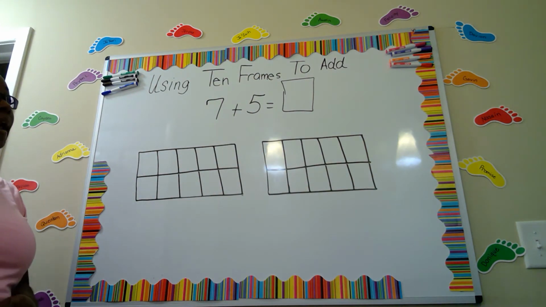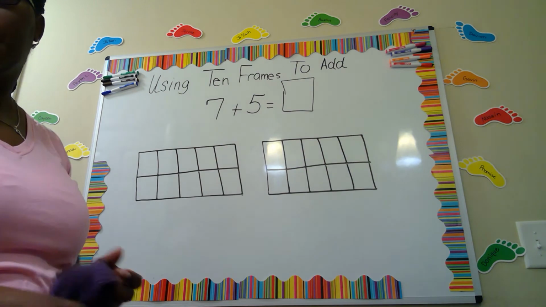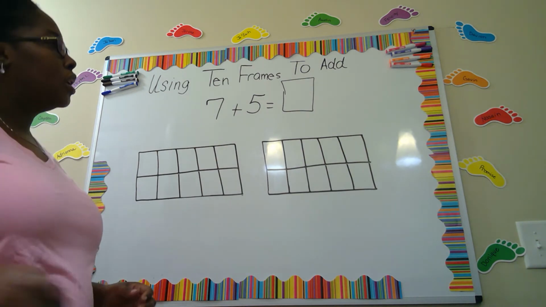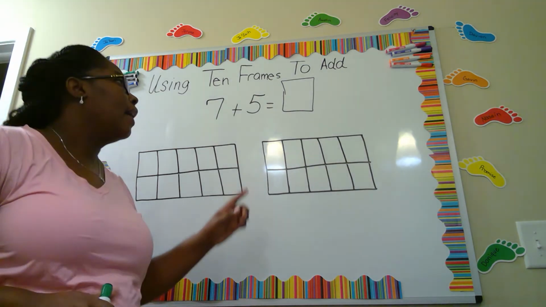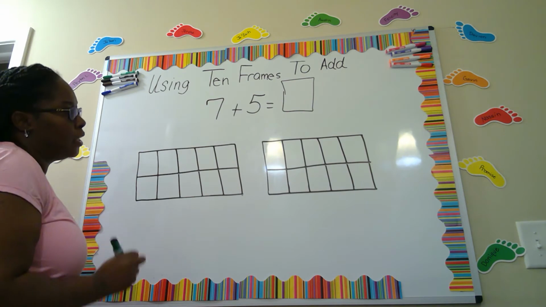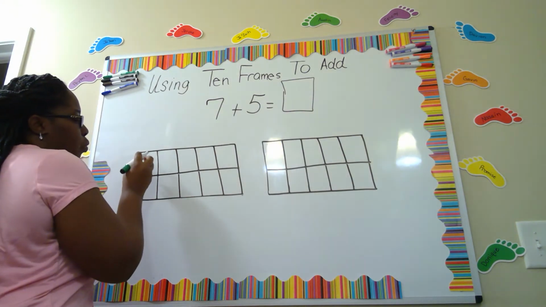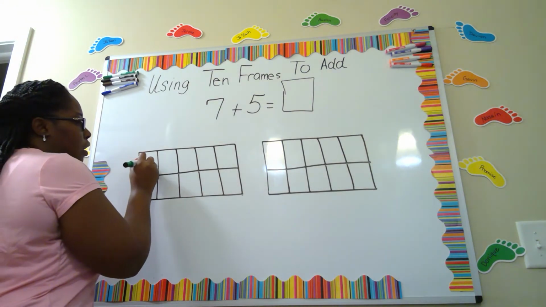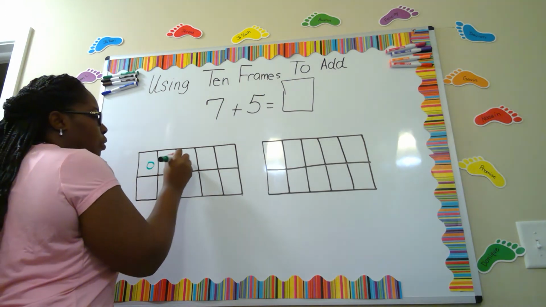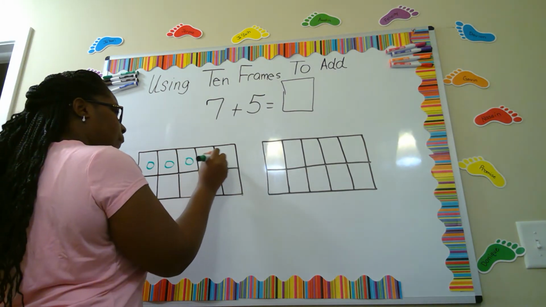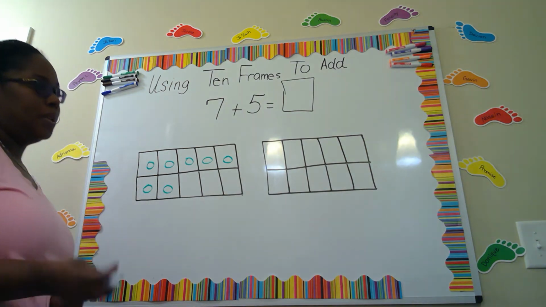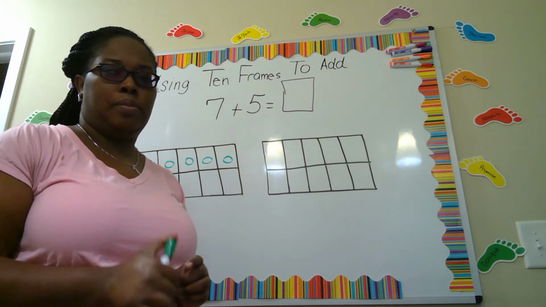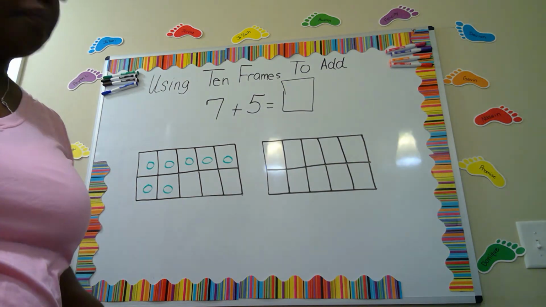Okay. Now this is where my 2 crayons are going to come in. And I want to show 7 plus 5. Okay. 7 plus 5. I'm going to start out with the 7 and count out 7 counters and put 1 counter in each box. 1, 2, 3, 4, 5, 6, 7. So I use 1 color marker to represent 7.